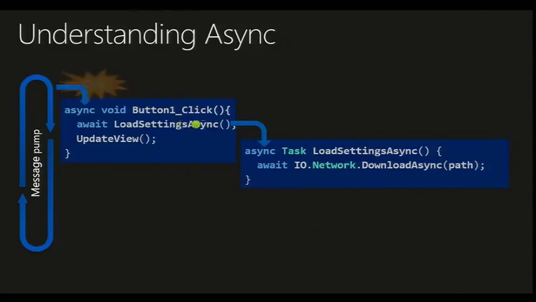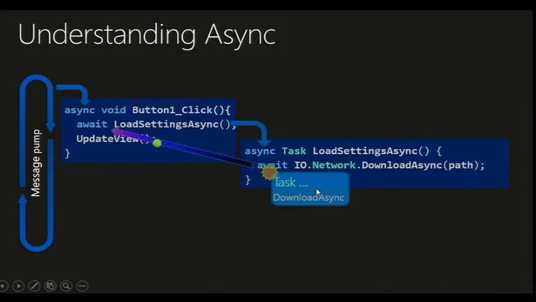What happens is that when the user clicks a button, the UI message pump goes around and it invokes the event handler. And because the first thing the event handler did was call load settings async, it goes in here, load settings async. And the next thing it does is call download async. And when it does that, it has an await statement. So the task that was returned from download async gets saved on the heap. I've put that with a little star here. And control flow returns straight back to where it was.